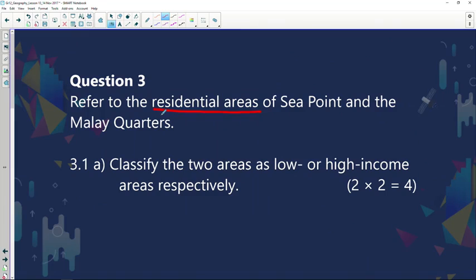Welcome back after the break, guys, and let's continue looking at question number 3 in the revision exercises. Question 3 asks, refer to the residential areas. What does residential mean? It's where families live, where people live, at Sea Point and at the Malay Quarters.